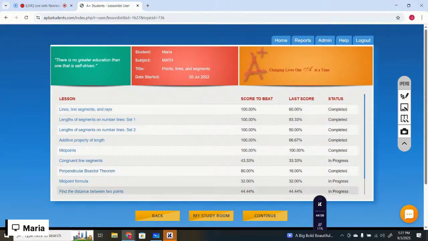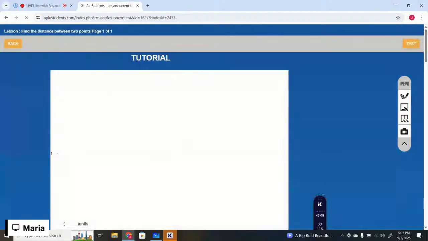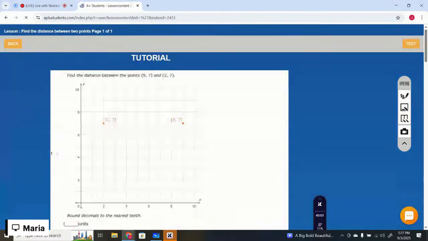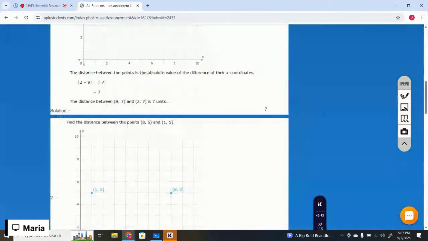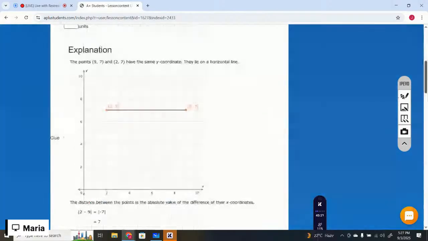Find the distance between the 2 points. So now we are going to learn the distance formula, right? When you are on the coordinate plane, the distance between 2 points is very easy to calculate, like the points 2, 7 and 9, 7, right? They have the same y coordinate because the line is a straight line.